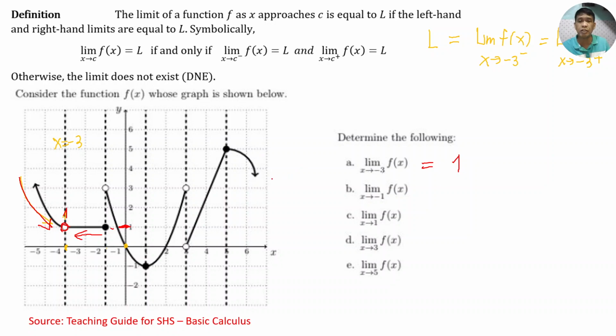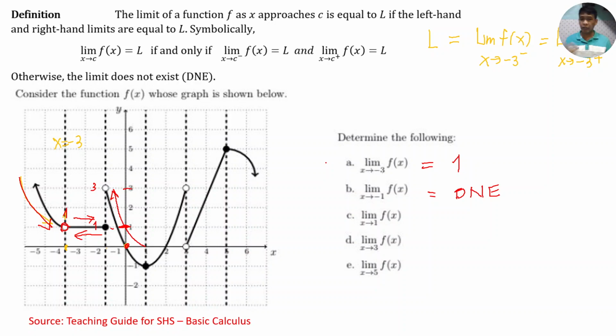How about limit of f of x as x approaches negative 1? Hanapin natin ang negative 1. Ito yung origin, ito yung negative 1. Coming from the left, ang ina-approach niya ay positive 1. Coming from the right, as we traverse this parabola, ang pinupuntahan niyang value ay equal sa 3. This is 3, this is 1. Therefore, the limit does not exist, since yung coming from the left ay 1, ang coming from the right ay positive 3. Hindi sila nagtatagpo. Therefore, the limit does not exist.